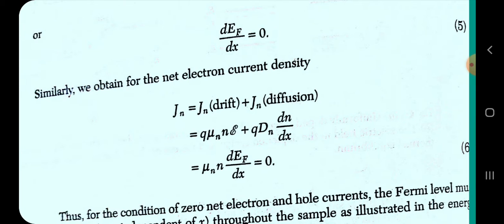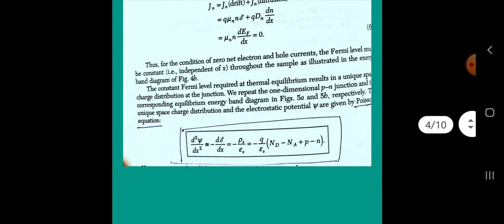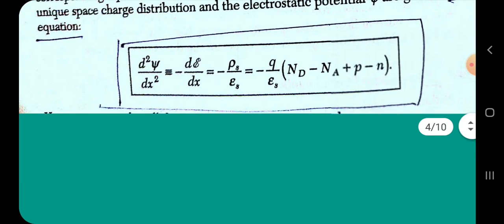The unique space charge distribution and the electrostatic potential are given by Poisson's equation, as we have shown over here. That is d²ψ/dx² = -dE/dx = -ρs/εs = -q/εs (Nd - Na + p - n). So this is the Poisson's equation. Here we have assumed that all donors and acceptors are ionized.